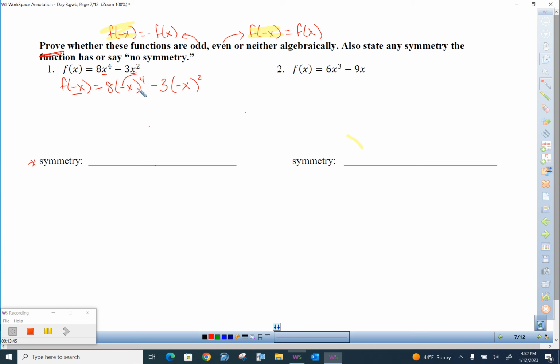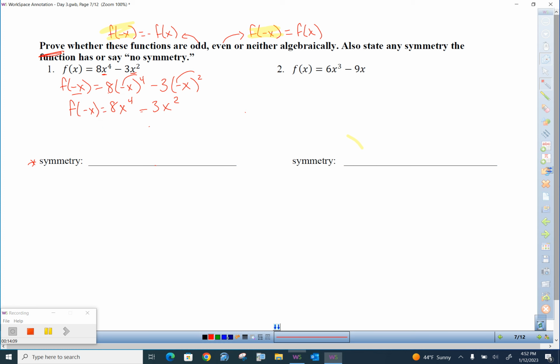If I take a negative to the 4th power, negative, negative, negative, negative, that's positive x to the 4th, and times that by 8, I can just smush them and call it 8x to the 4th. Same thing here, the negative squared first, that's positive x squared, times the negative 3 is negative 3x squared. So this is my f of negative x, the simplified better version, but I need to see both.